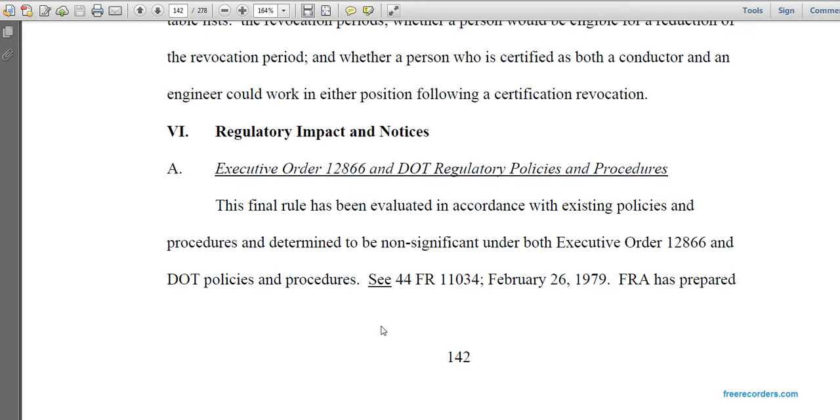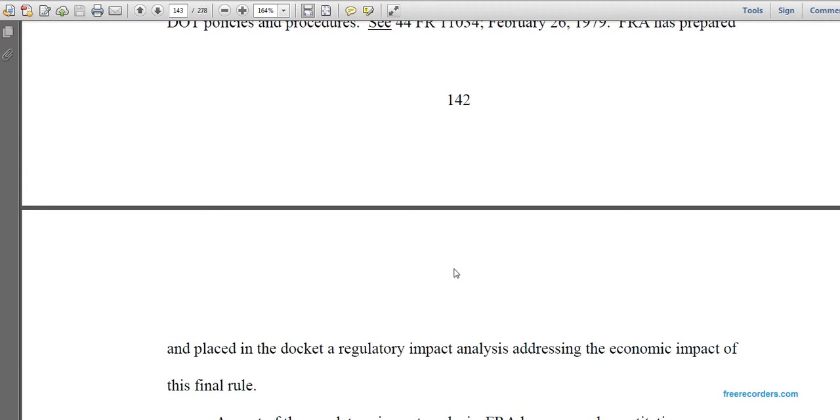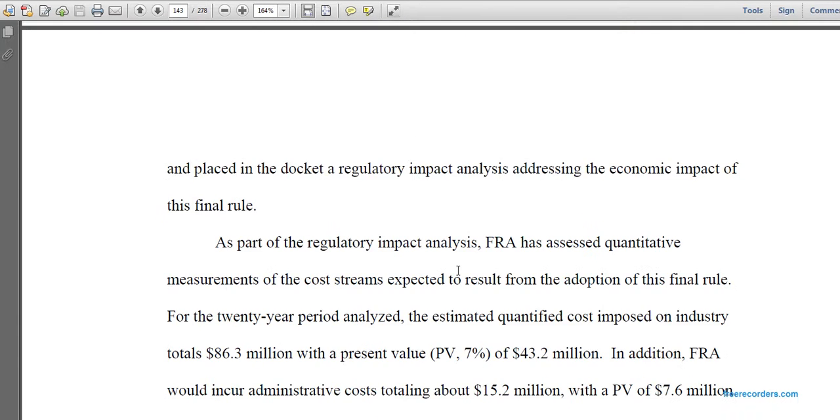Section 6, regulatory impact notes. Executive Order 12866 and the DOT regulatory policies and procedures. The final rule was evaluated in accordance with existing policies and procedures and determined to be non-significant under both Executive Order 12866 and the DOT policies and procedures. See 44 FR 11034, February 26, 1979. The FRA has prepared and placed in the docket a regulatory impact analysis addressing the economic impact of the final rule.